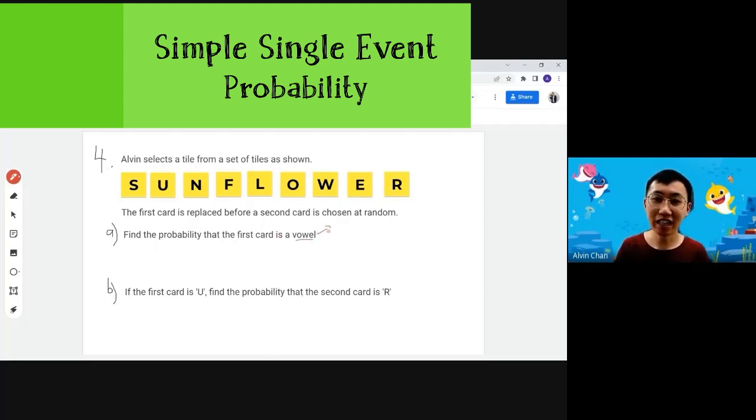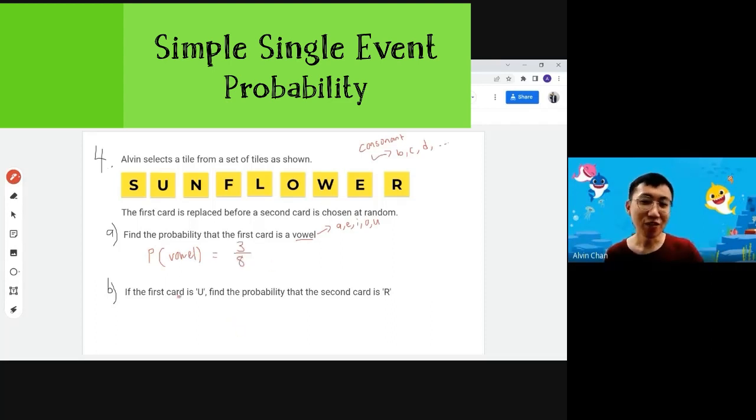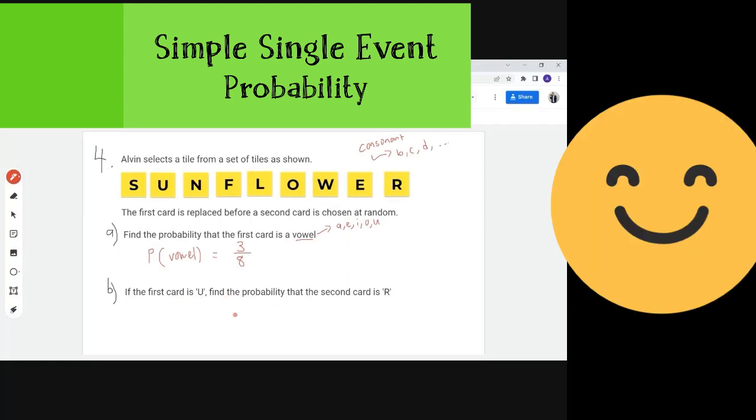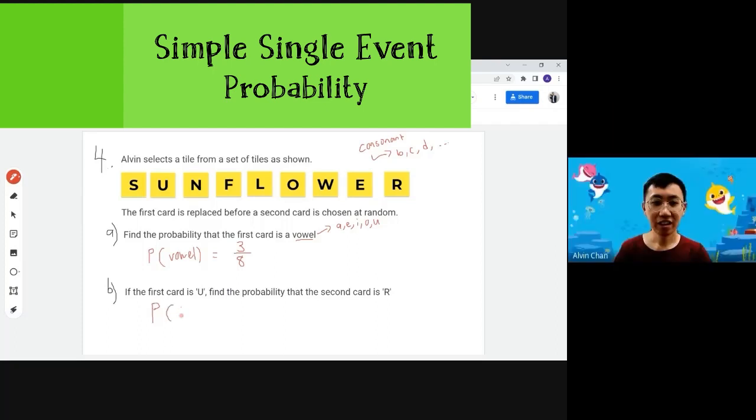Vowel is A, E, I, O, U. You better write down: probability, vowel. These are one set. If the first card is U, find the probability that the second card is R. 1/7? R is 1/7. That is wrong.